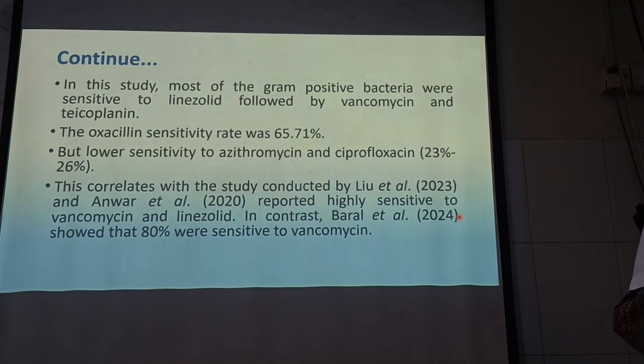In this study, most of the gram-positive bacteria were sensitive to linezolid, followed by vancomycin and teicoplanin. The oxacillin sensitivity rate was 65.71%, but there was lower sensitivity to azithromycin and ciprofloxacin. This correlates with the study conducted by Liu et al. and Anwar et al., who reported high sensitivity to vancomycin and linezolid. In contrast, Barrel et al. showed that 80% were sensitive to vancomycin.